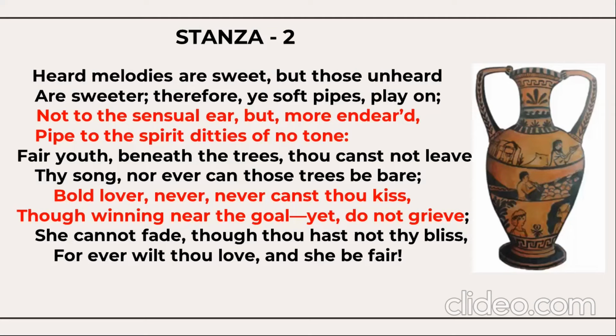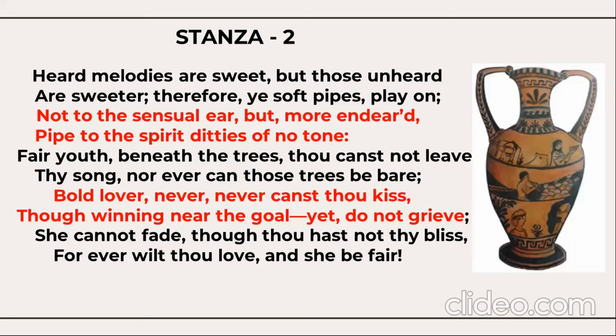Further, he says, "Bold lover, never, never canst thou kiss, though winning near the goal, yet do not grieve." So now, in these two lines, we find that the urn depicts the image of a lover who will never get a chance to kiss his beloved, for which he's waiting. Still, the lover has won a few points. Still, the lover is reaching the goal. So the poet says, don't be disappointed, do not grieve.